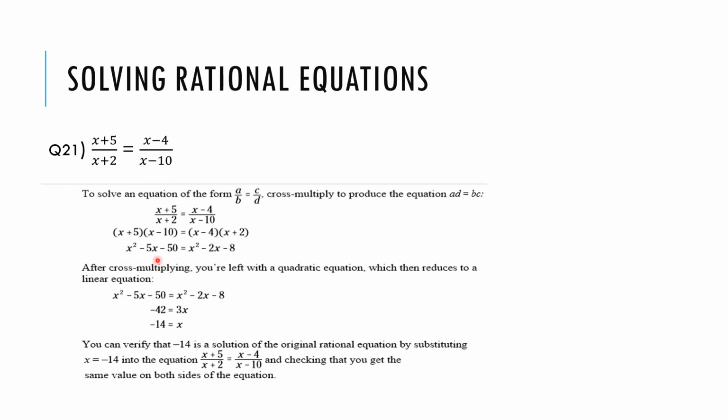x^2 minus 5x minus 50 is equal to x^2 minus 2x minus 8. After cross multiplying, you are left with a quadratic equation which then reduces to a linear equation. Minus 42 is equal to 3x, minus 14 is equal to x. x is equal to minus 14.